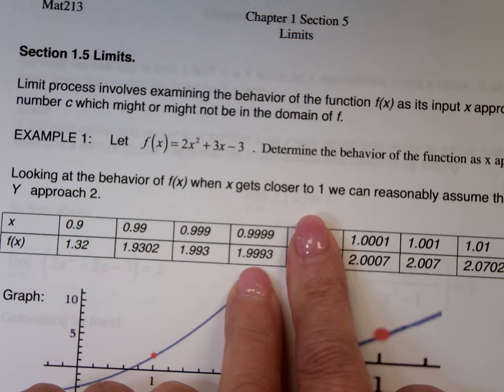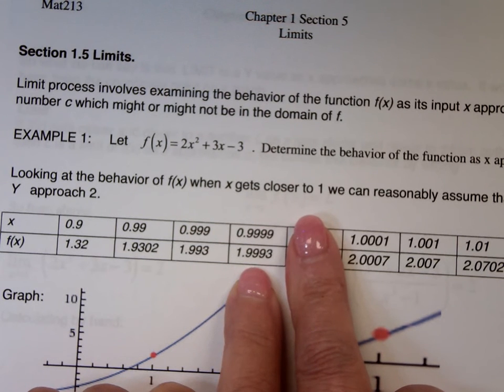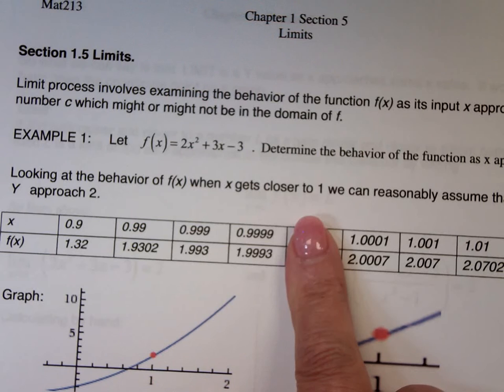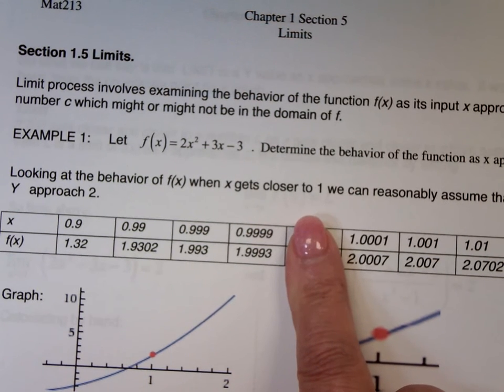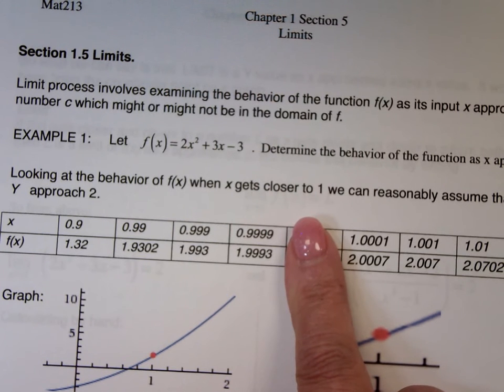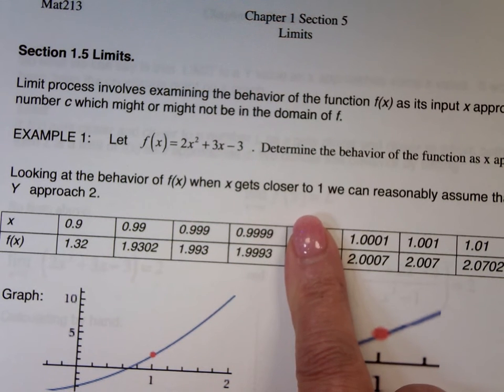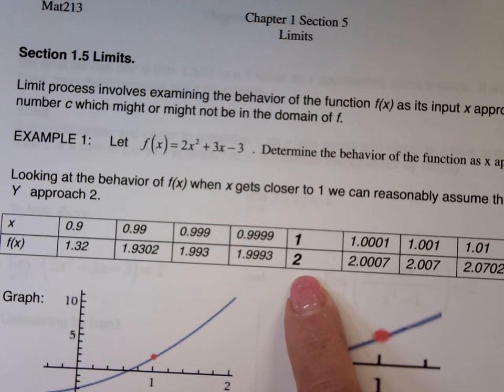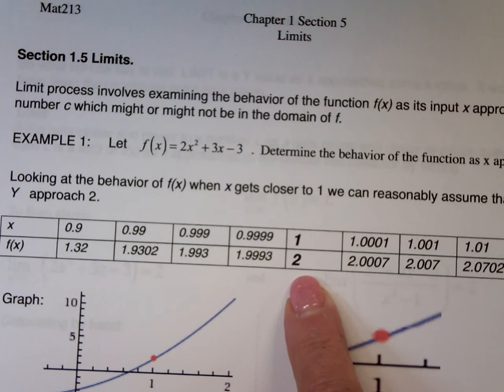Yeah, 1.9993 is very close to what number? 2. 2.0007 is close to what number? 2. If you had to make a guess, when x equals 1, where's y going to be? 2. That's the best guess. The best guess is going to be y equals 2. Well, x equals 1, y equals 2. It happens to be the y value at x equals 1.